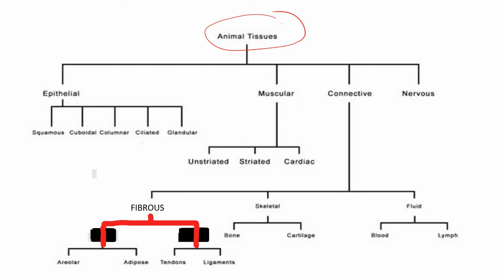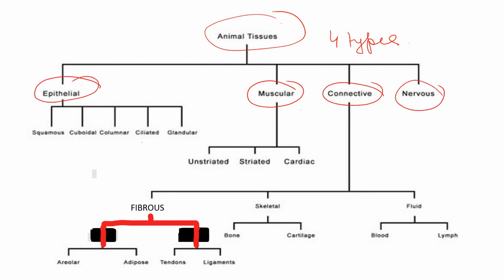Now animal tissues we can see are divided into four types. There are four types of animal tissues. Number one, epithelium, muscular, connective and nervous. So we will be studying each one of them one by one. In this video, we'll be studying only about the epithelial tissues.